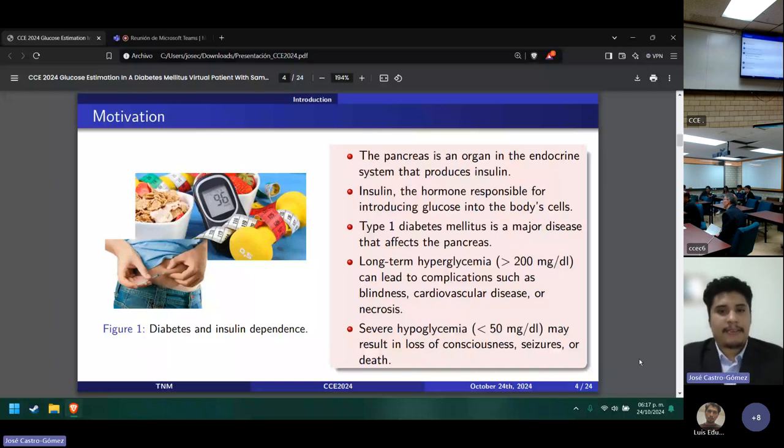Type 1 diabetes mellitus is a major disease that affects the pancreas, where it causes an autoimmune reaction, destroying the beta cells in the pancreas so the body can no longer produce any more insulin. Long-term hyperglycemia, when glucose levels are above a certain value, can lead to complications such as blindness, cardiovascular disease, or necrosis. On the other hand, severe hypoglycemia is when the glycemic values are under a certain value, and might result in loss of consciousness, seizure, or death.